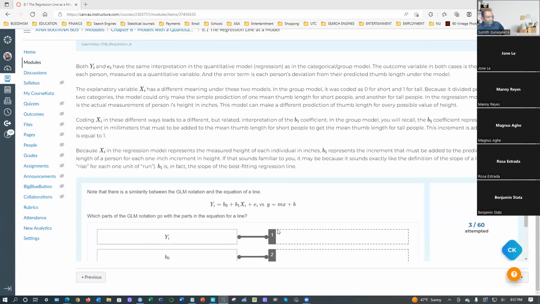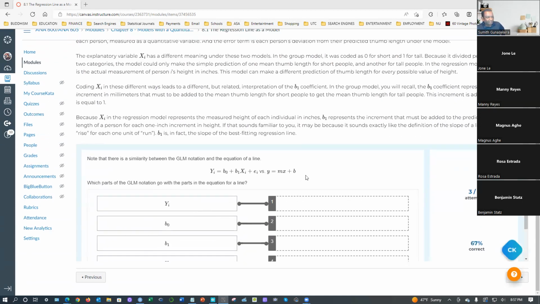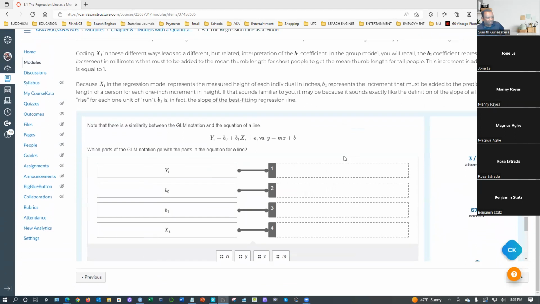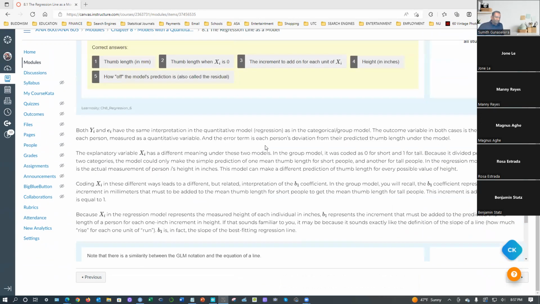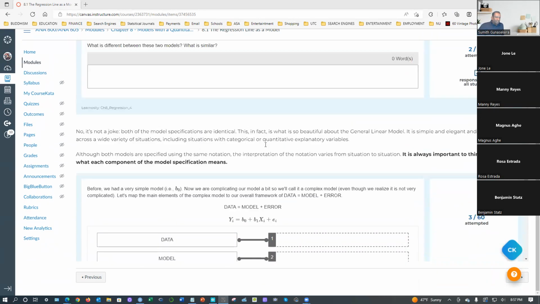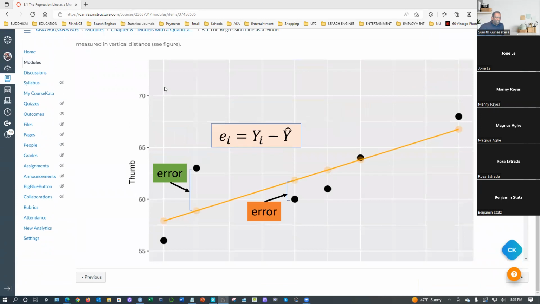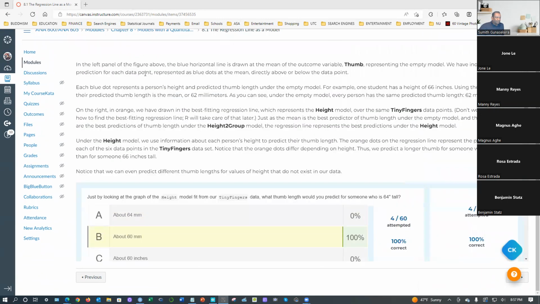That's the whole idea. They try to explain this: Y i means Y, b naught means b, b1 is the same, x means x. This is the mathematical model, this is a statistical model. The difference is, look at here, you can see clearly.